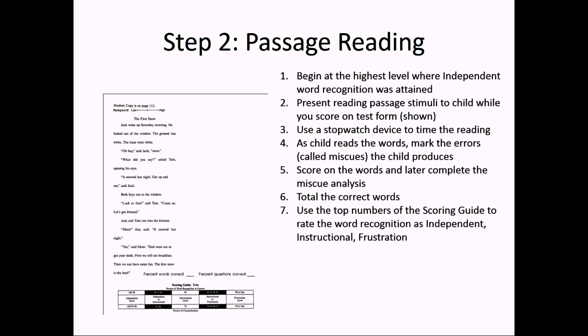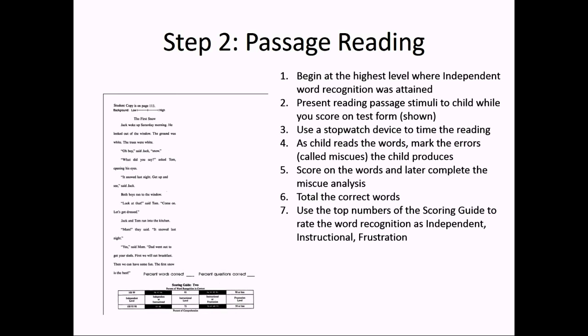Okay, if you look at the scoring guide, there's a row of numbers across the top. And if you read the small print, it says % of word recognition in context. Okay, so you're going to use those numbers to tell you if the passage is being read at the independent level, the instructional level, or the frustration level. So you're going to say, okay, the child read 99% of the words correctly. That's an independent level. Now there's a little bit of gray area in there. So it says 98 to 96.